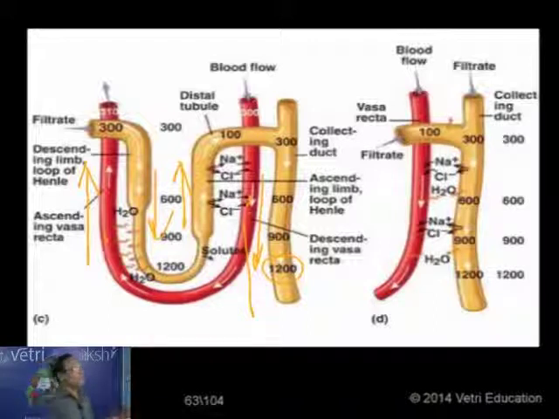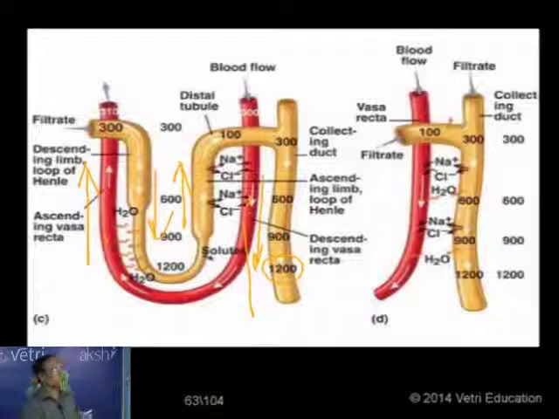And similarly, the sodium chloride which leaves the filtrate from the ascending limb enters the descending limb of the vasa recta. See that one very clearly. So the salts, ions, or simply the electrolytes which are leaving from the ascending limb of Henle's loop enter the descending limb of vasa recta. The water that leaves from the descending limb of Henle's loop enters the ascending limb of vasa recta.